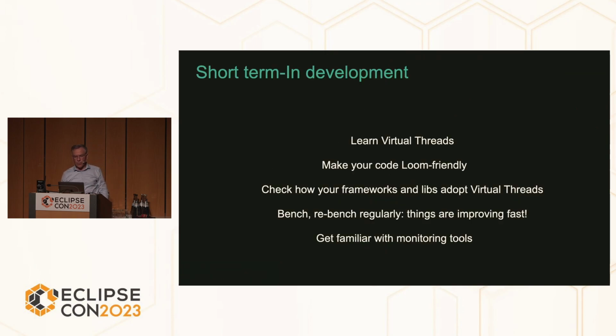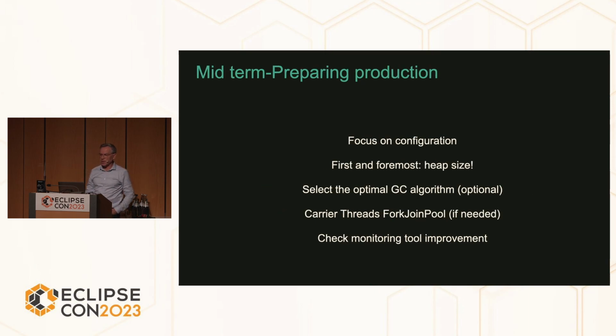So conclusion, as developers, what should we do? Short term, let's say in the following 6 months, learn virtual threads. Make your code Loom-friendly. Check how your framework and libs adopt virtual threads. The maturity is not the same. The Java ecosystem is moving fast, but not all frameworks and libs are ready. Bench and rebench regularly. Things are improving fast, very fast. Get familiar with monitoring tools. I have explained that navigating in a virtual thread dump is not that easy.